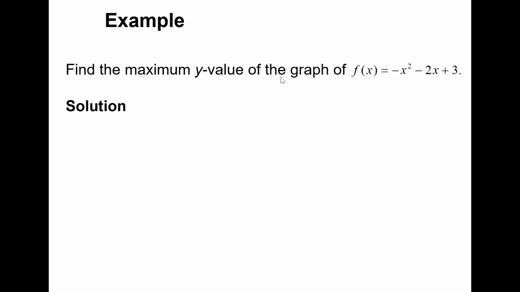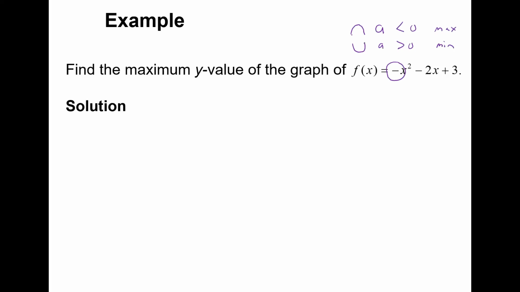All right, so now it says find the maximum y value of the graph minus x squared minus 2x plus 3. Now, when it says find max, they've already told you what you're going to look for. But if they didn't, if we look at our a value, if a is less than 0, that's going to be a max. And if a is greater than 0, that's going to give us a min. And so a max means it's going to be doing what? Well, it's going to open down, and a min is going to open up.